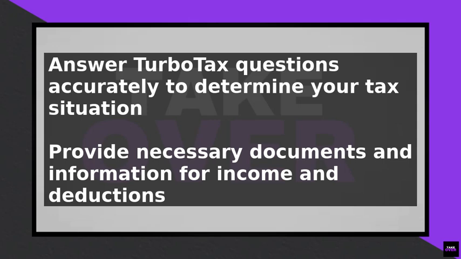Be sure to have all necessary documents and information readily available, such as your W-2 forms, 1099 forms, and receipts for deductions. The walkthrough feature will also ask about your personal situation, including your filing status, dependents, and any changes to your income or family situation. It is essential to answer these questions honestly and accurately, as they can impact your tax liability.